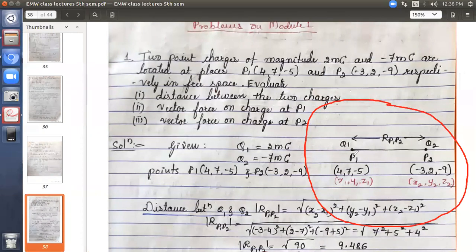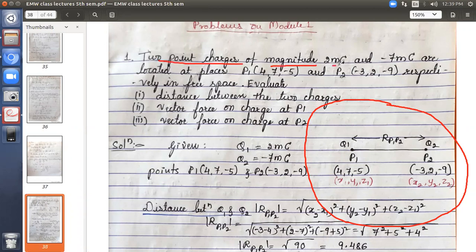But in order to understand this problem, you close your eyes, imagine a room. In a room, two charges are kept in the space. The first charge is at point P1. The second charge is at point P2. This is the setup in a room. You imagine your classroom. In the classroom, it is a three-dimensional structure. In that, two charges are placed in the space at points P1 and P2. This is the given statement.